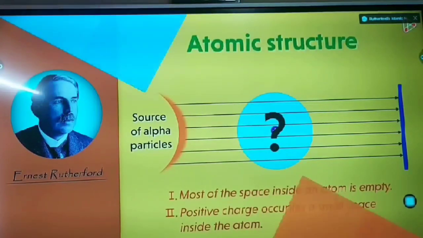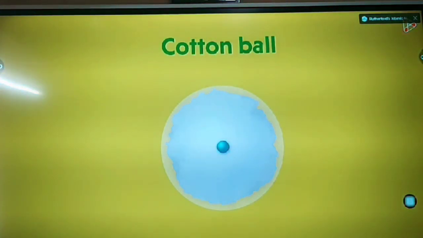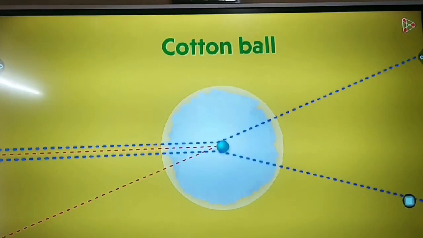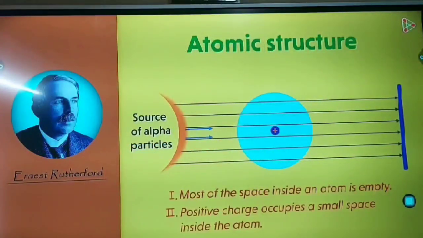Now, why did he think so? Let's go back to our cotton ball and bullet example. Can you recall the second and the third case? Yes, the bullets get deviated on hitting the tiny sphere at the edge, and they will rebound when they hit the center. Same explanation holds true for this. A few alpha particles get deviated. That means there is a possibility that these hit the edge of the positive center.